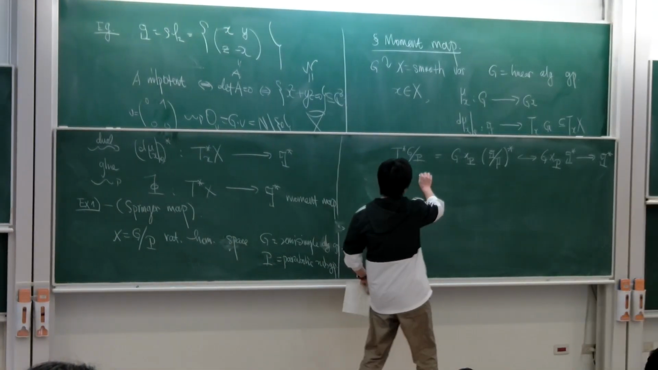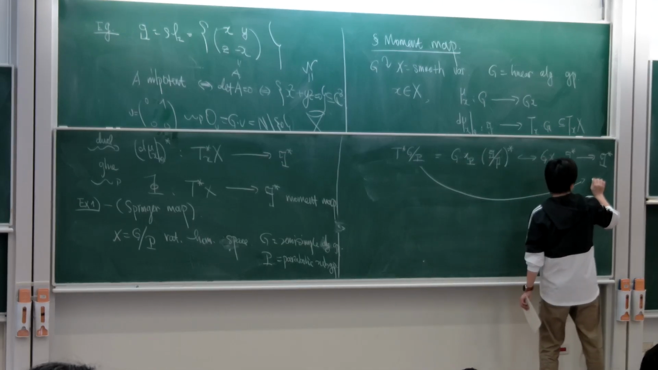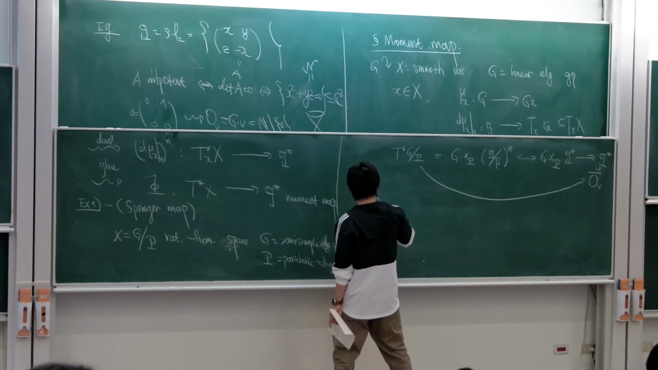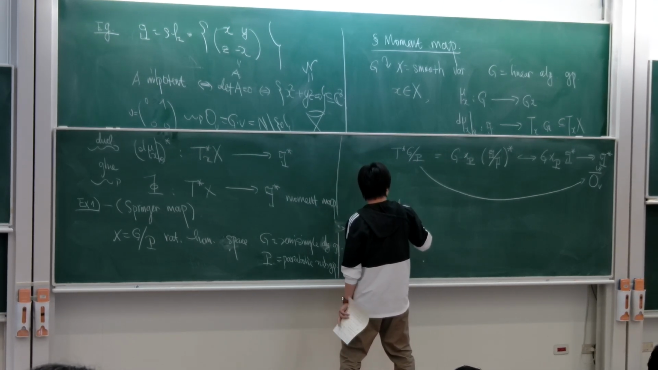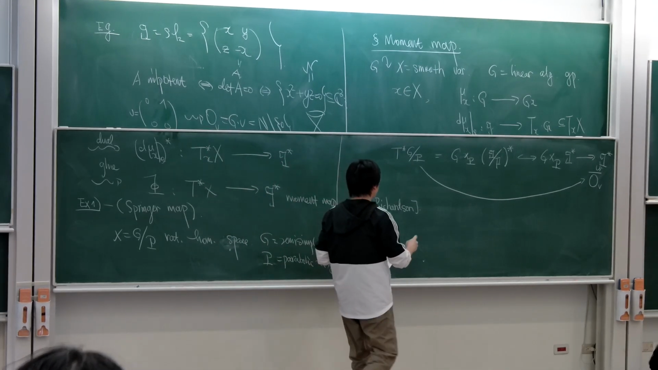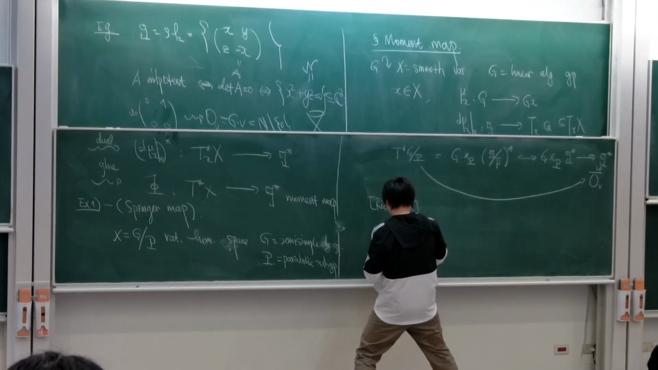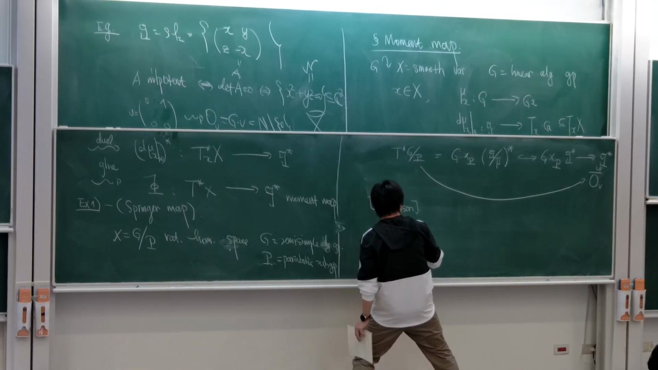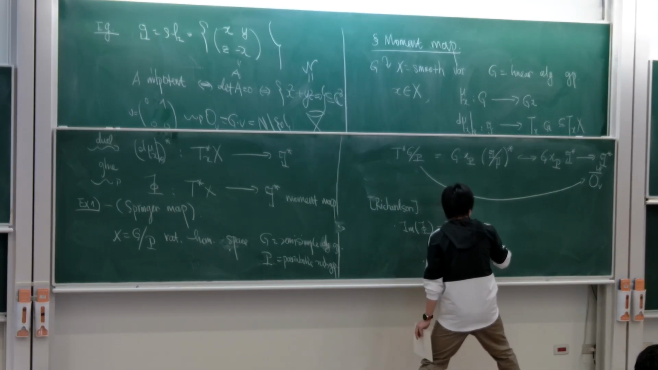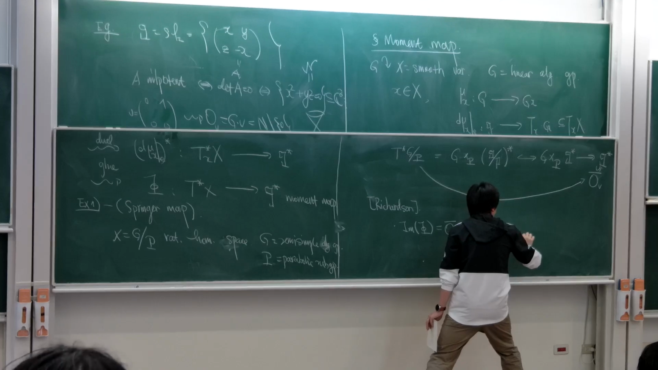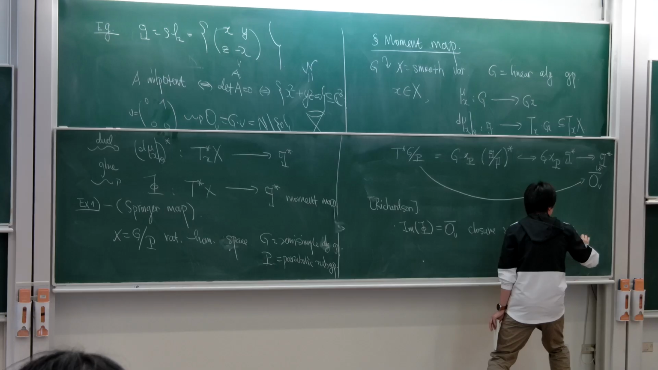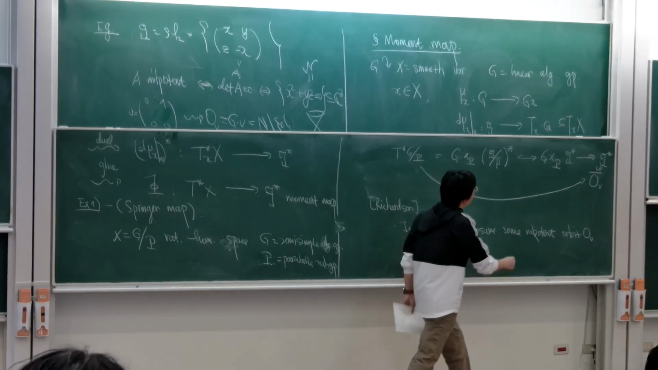And you look at the image of this one. So this will give you, in fact, the image of this one. A result of Richardson says that this image is in fact the closure of some nilpotent orbit. So the image of this map is just the closure of some nilpotent orbit, O_V.